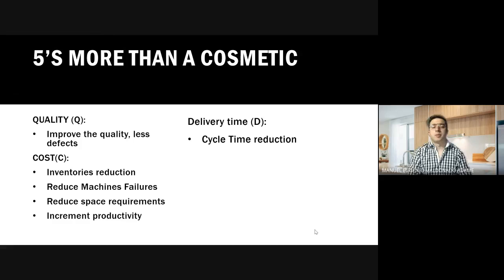And now we're going to talk about how the 5S is more than cosmetic. In quality, we're going to improve quality and have fewer defects. In cost, we're going to have a reduction in our inventories, a reduction in machine failures, and a reduction in our space requirements, and we're going to increase productivity. In delivery time, we're going to have a reduction of the cycle time of our operations.